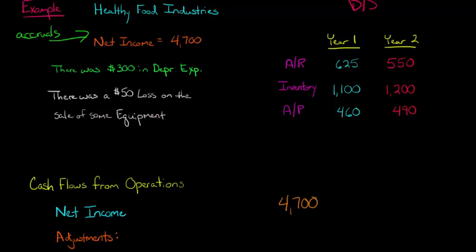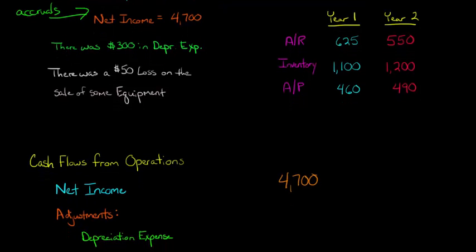When you take depreciation expense, you're matching this cost, right? But it's not an actual cash. When you have depreciation of $300, that's not actually paying out $300, right? So it's an expense, but it's not cash. So we're going to take that $300 and we're going to add it back to net income.